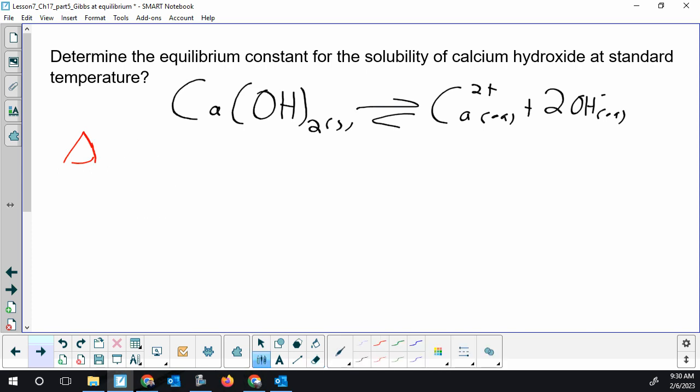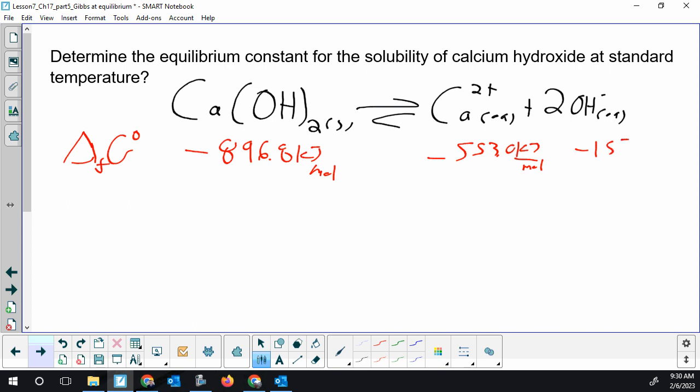So we can look up standard delta G of formation values. Okay. And I used Chang version 11 to grab these numbers. The formation of calcium hydroxide solid, the Gibbs formation value, is minus 896.8 kilojoules per mole. For calcium ions, minus 553.0 kilojoules per mole, and hydroxide, minus 157.3 kilojoules per mole. Okay.